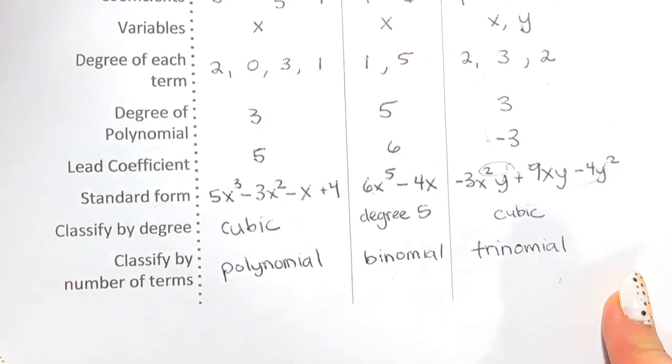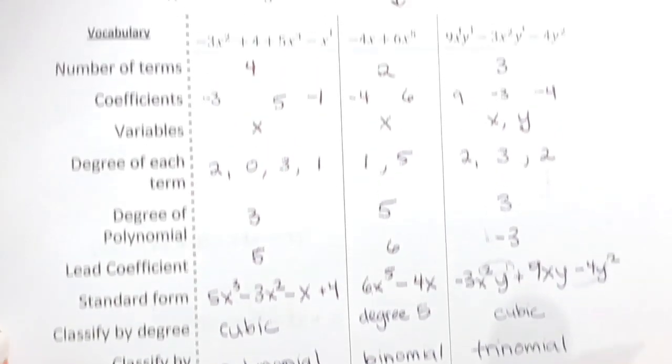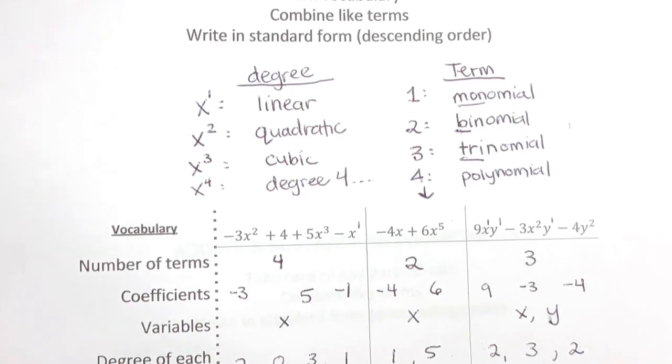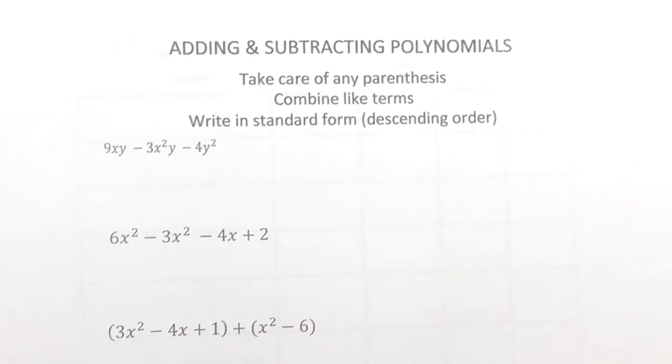So there are your vocab words, and it's kind of a lot that goes with polynomials. And then I would write these down too until you have them memorized so that you can look back at them. So maybe pause the video if you need to write them down really quick. But we are going to move on to adding and subtracting.